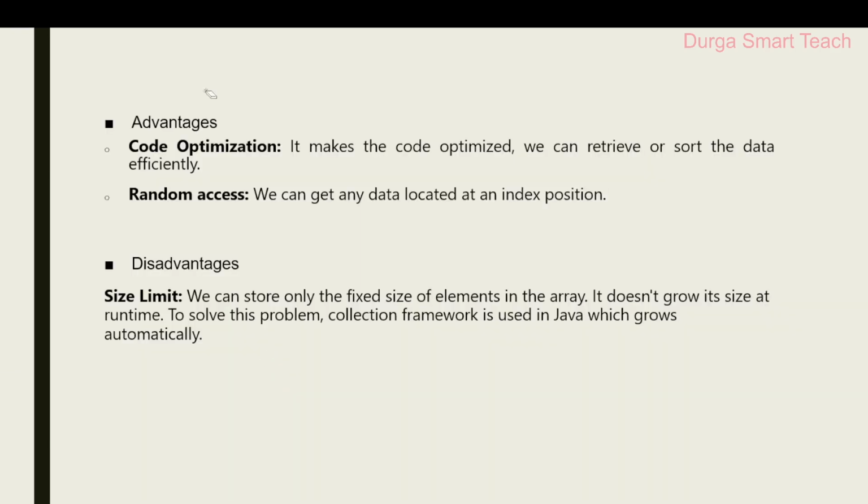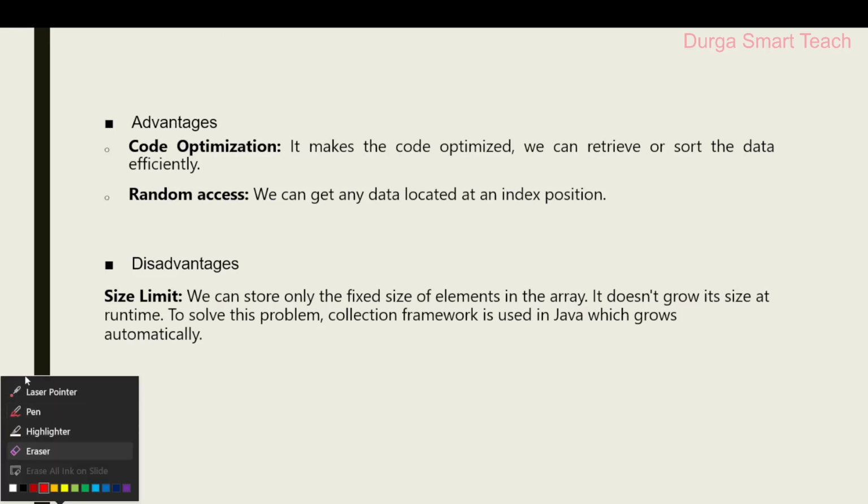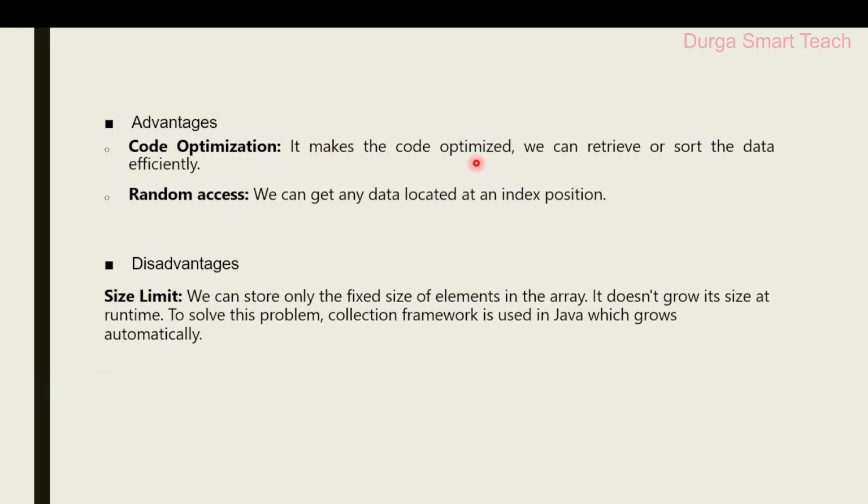Okay, next, these are the advantages of arrays. The main advantage of an array is code optimization. It makes the code optimized. We can retrieve or sort data efficiently. For example, if you want to store 50 elements, no need to declare 50 variables. You can declare only one variable and store all 50 values in it. So that's why code optimization. And then random access. You can access the first element, the middle element, or the last element. You can get any data located at any index position.